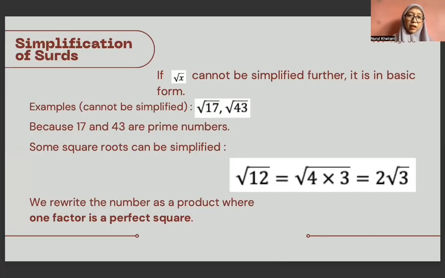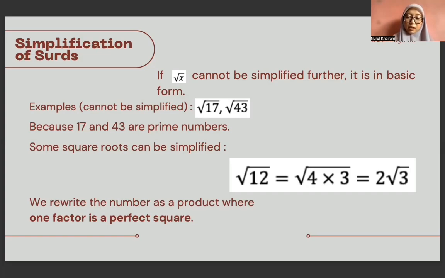Next, simplification of surds. A surd is in basic form if it cannot be simplified any further. For example, the square root of 17 and the square root of 43, because 17 and 43 are prime numbers. This means they have no square factor other than 1. However, some square roots can be simplified.